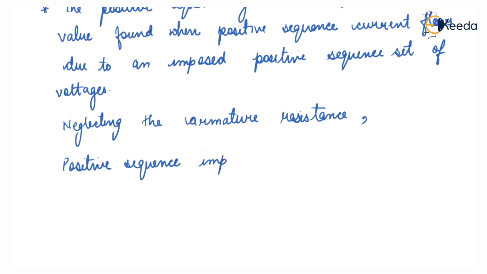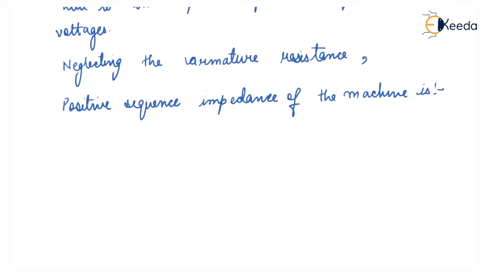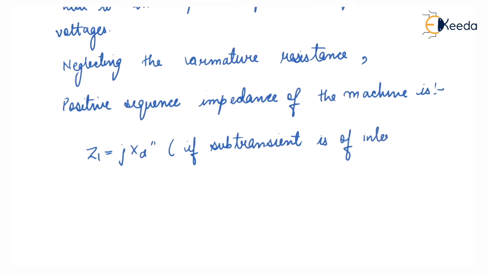And the positive sequence impedance of the machine is Z1, which equals jXd double dash if subtransient is of interest. This is equation number 1.